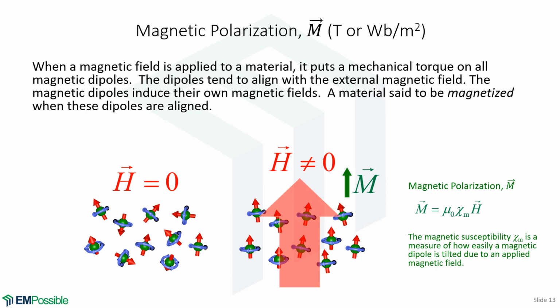Now, in order to convert the units from magnetic field intensity, which is amperes per meter, to magnetic polarization, which is Tesla or Webers per meter squared, we convert the units through the free space permeability. And this has units of henries per meter. We also have this chi term, chi sub m. That is the magnetic susceptibility. That's a measure of how easy it is to align these magnetic dipoles when we apply a magnetic field to it. So the larger this magnetic susceptibility, the more easily these dipoles will be aligned, and we'd expect more interaction between the material and the magnetic field.